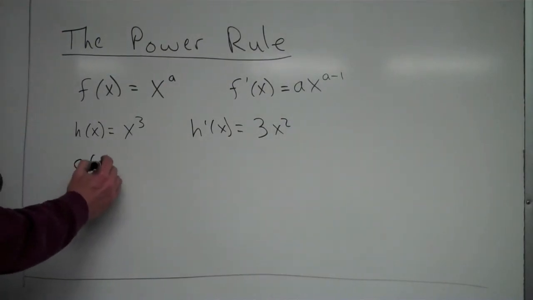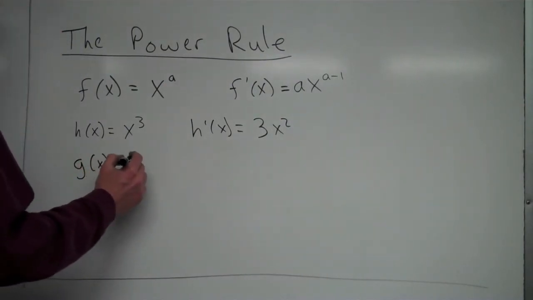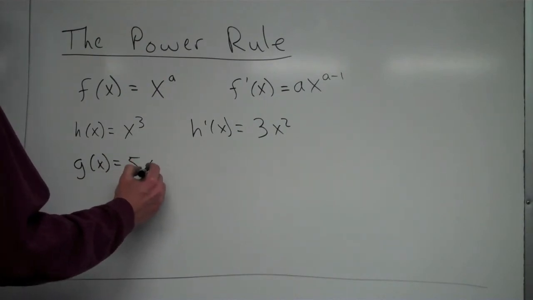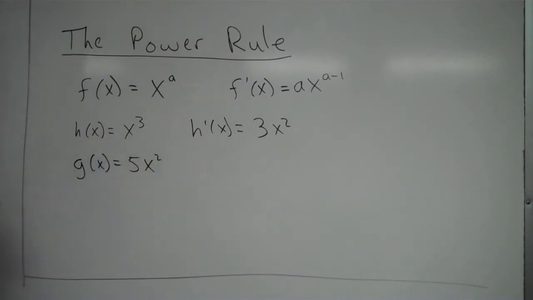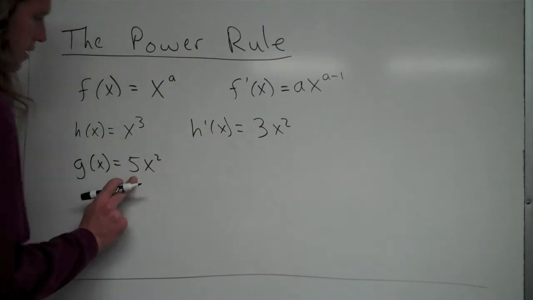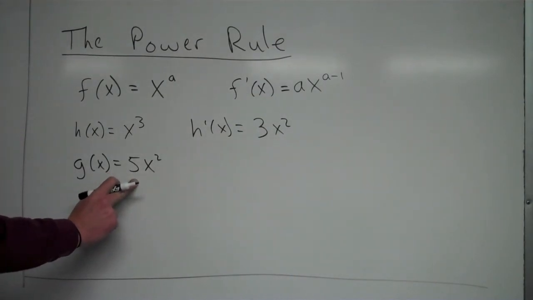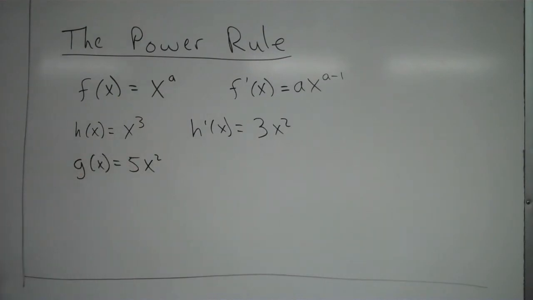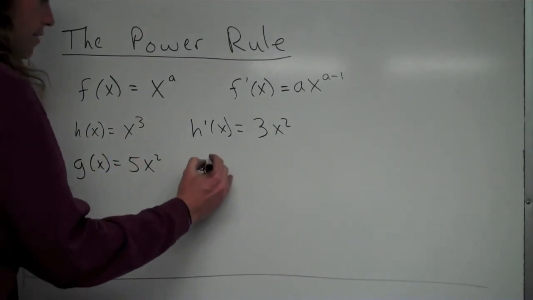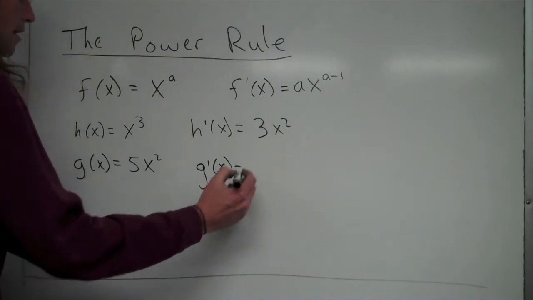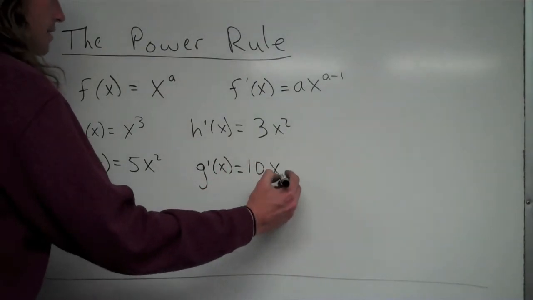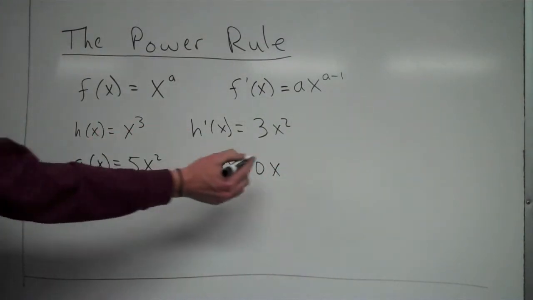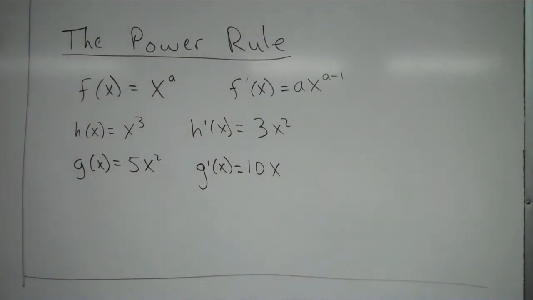Say we had something like g of x equal to 5x squared, for instance. If you have a constant in front, you bring the 2 down in front and multiply it by that constant. So the derivative here would be 10x, since you subtract 1 from the exponent, so it becomes x to the 1, but you can just write 10x. Those are some very basic ones.